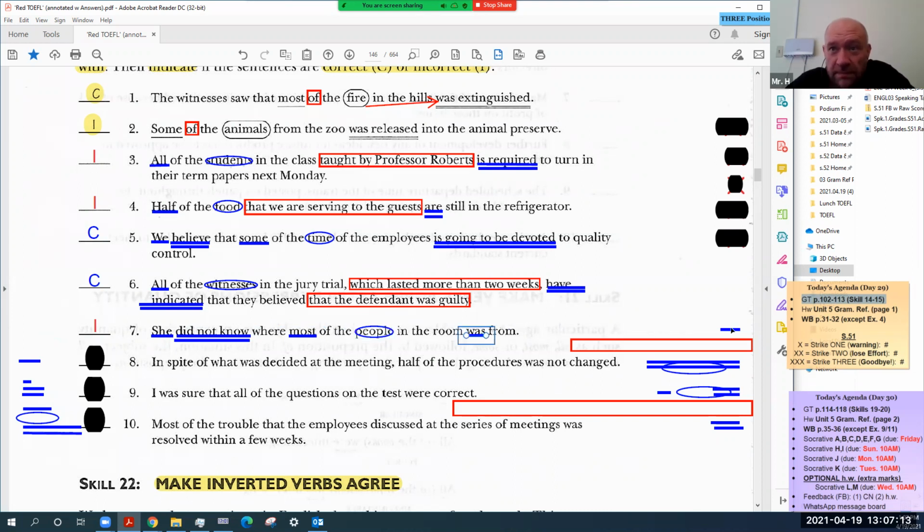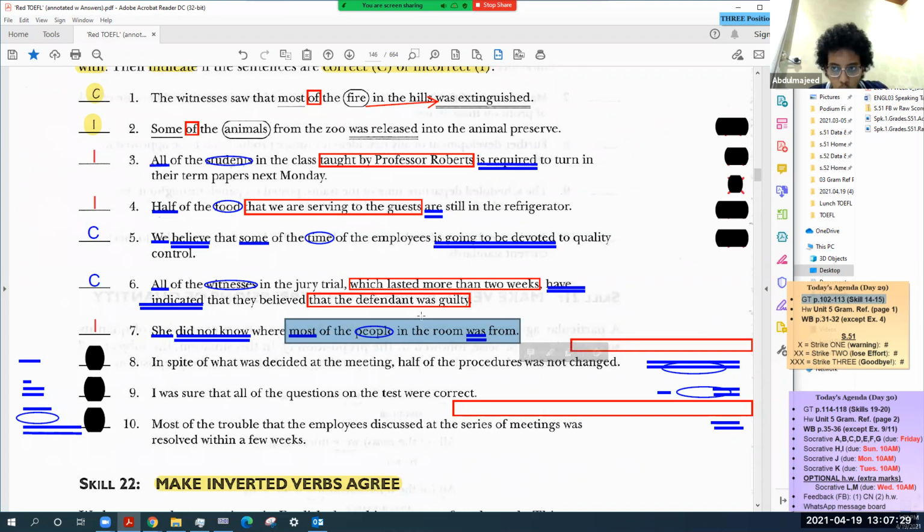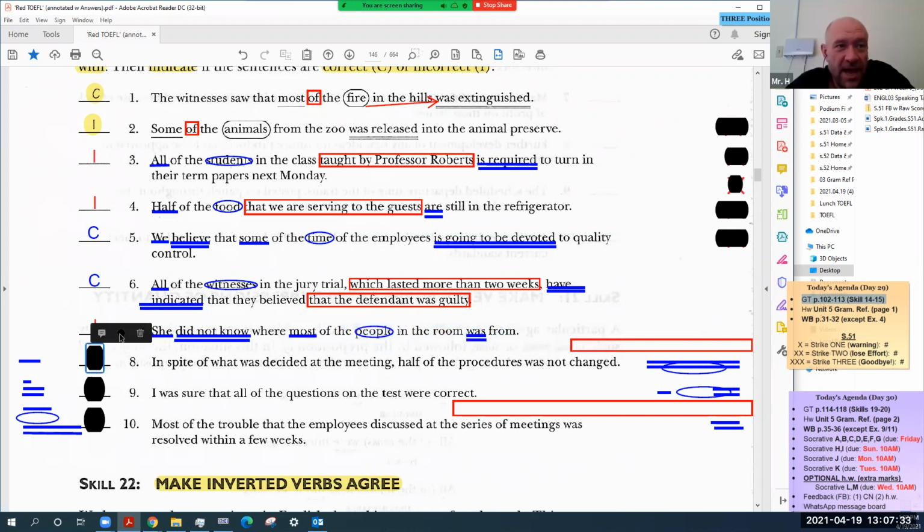Okay. Where's the problem? Just switch was with were. Most of the people is plural, right? Yes. So what should it be? Most of the people in the room were from. Exactly. Were. And then number 8, also incorrect.